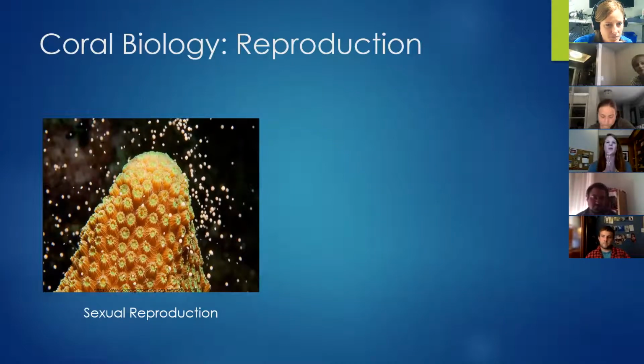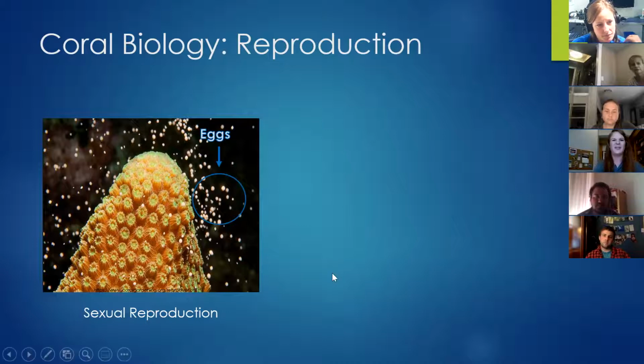So the egg and sperm will come together and it's going to form a little coral larvae. So think kind of like a little tadpole that's going to drift in the water column for a few days to a few weeks until it finds a nice hard surface to settle on. It's going to settle on that surface and turn into a polyp. And that polyp is going to start to grow a coral colony. So here we see their eggs being released.